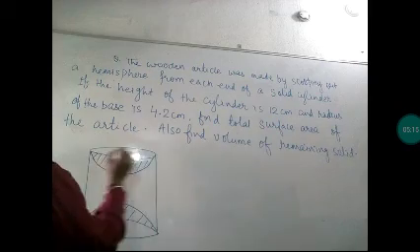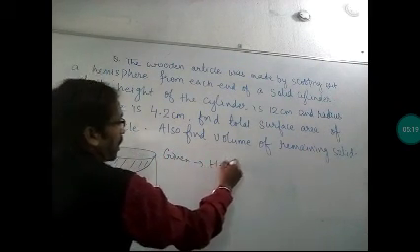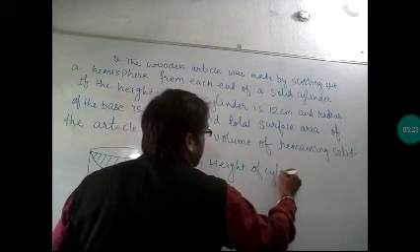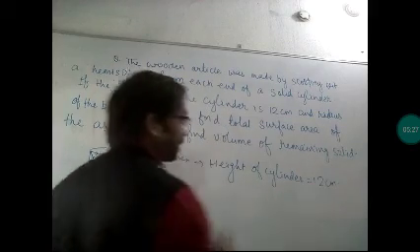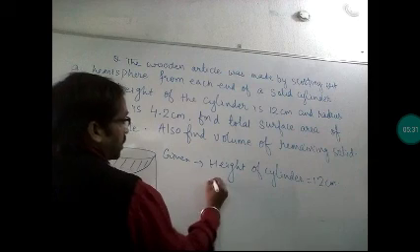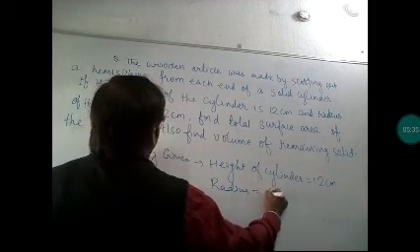Now we have to find the total surface area of the article. I have explained the formula also, how we can find that. First of all, the data that has been given we will write down. The height of the cylinder is given, as well as the radius.